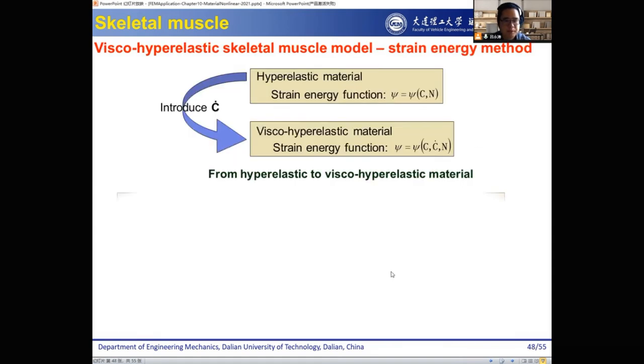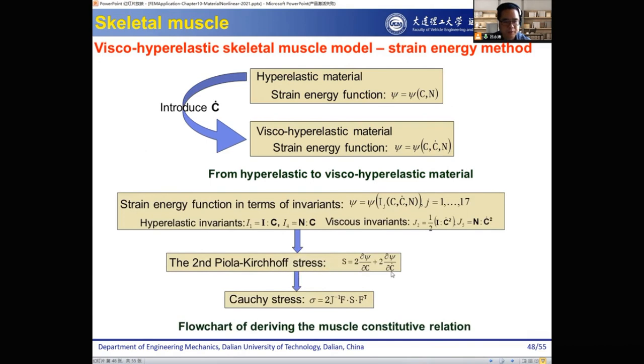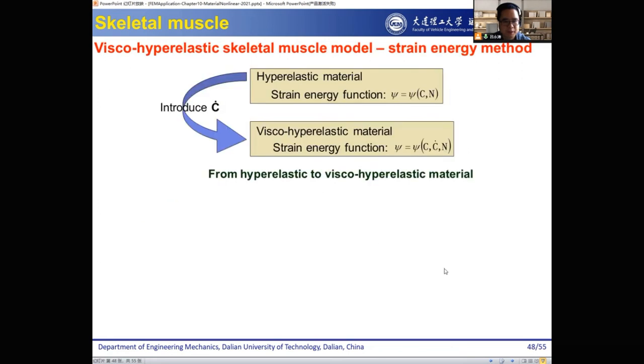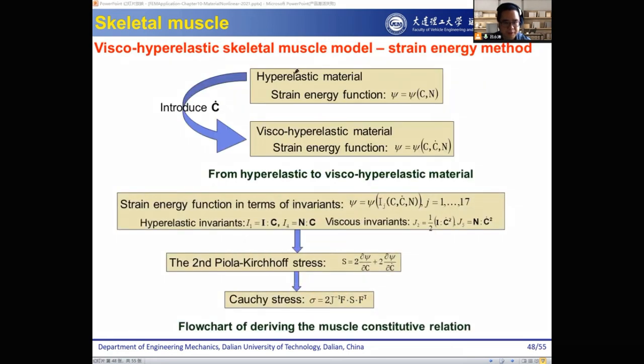Okay, then we said it's a hyperelastic. We have mentioned for the hyperelastic, we need to work out the strain energy density function. So this is a key step. We need to work out the strain energy density function, and from it we follow the standard procedure to work out the Cauchy stress. And this is the constitutive relationship for the muscle.